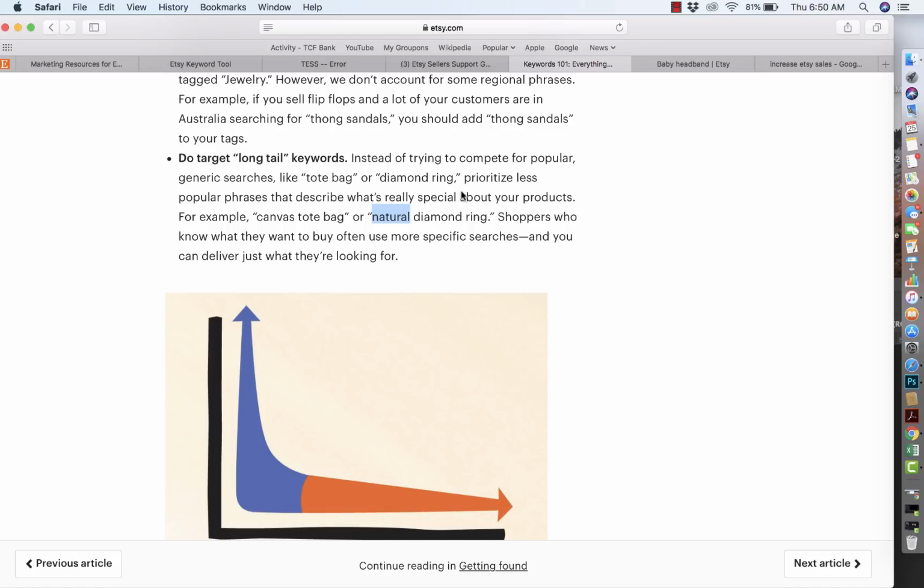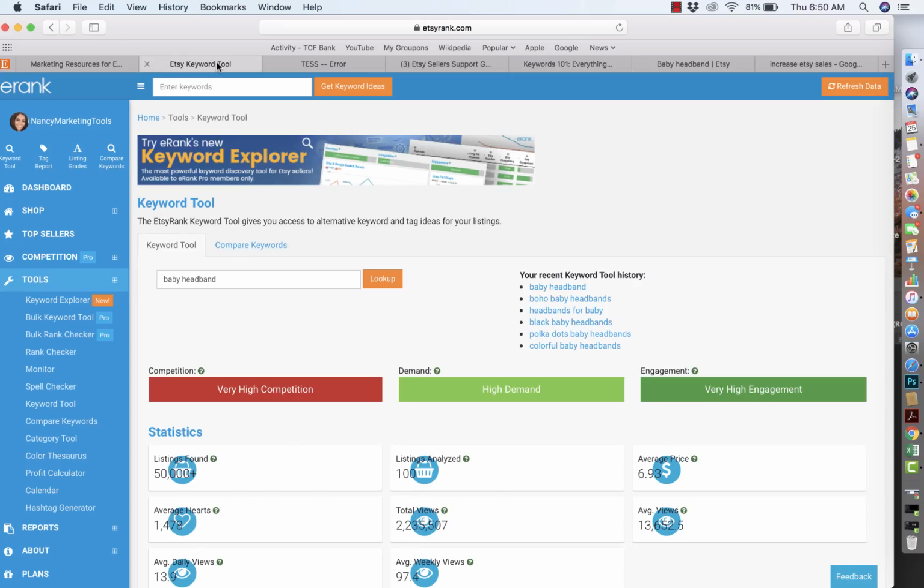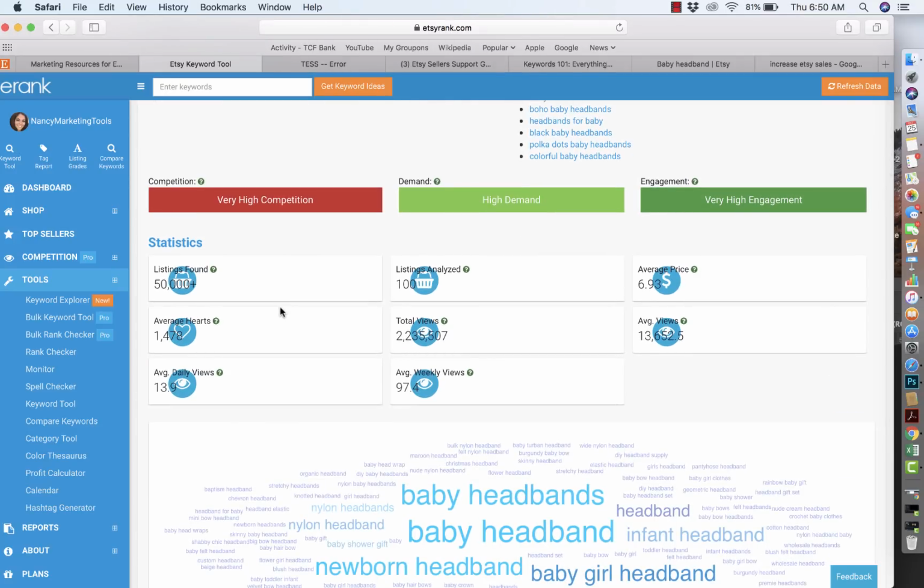But using stuff like that, or colorful. And then if you put in pink headband and then you start getting blue and all these different colors, then selecting those different colors as well. But I recommend using Etsy Rank because Etsy Rank, one, is free, so you don't have to pay anything for it, and two, you can rank for these keywords by doing the research.